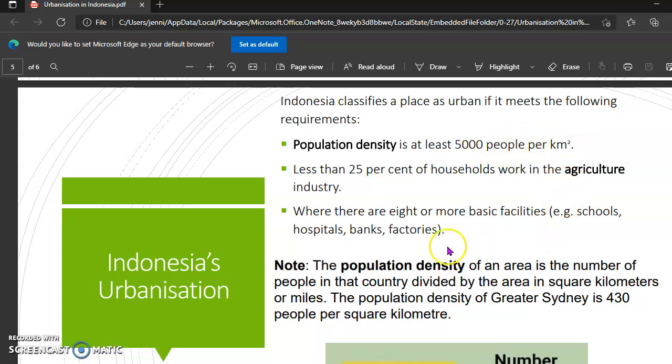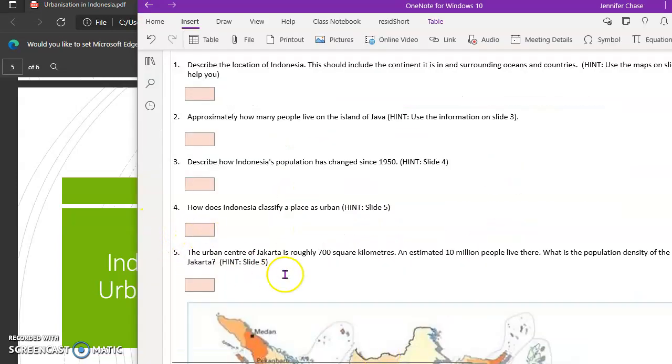Okay, so the Indonesian government says you need to have 5,000 people living in a square kilometre for it to be urban. You also need to have less than 25% of households work in the agriculture industry, farming. Okay, agriculture is farming. And there need to be 8 or more basic facilities, e.g. schools, hospitals, banks, factories. Okay, so that's how Indonesia classifies it. So you can jot that down here.